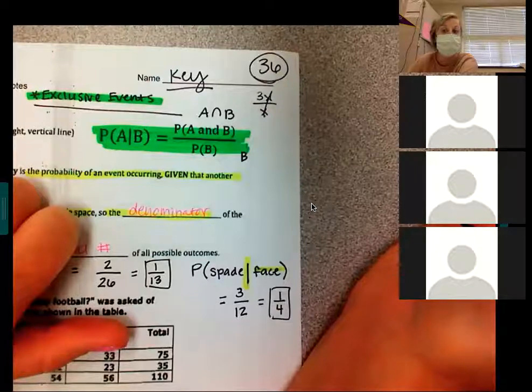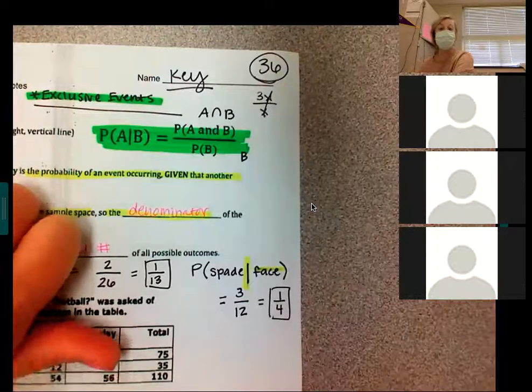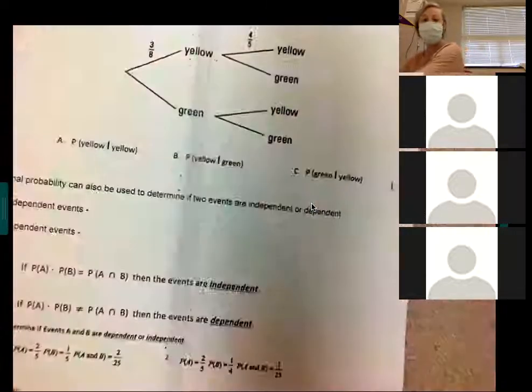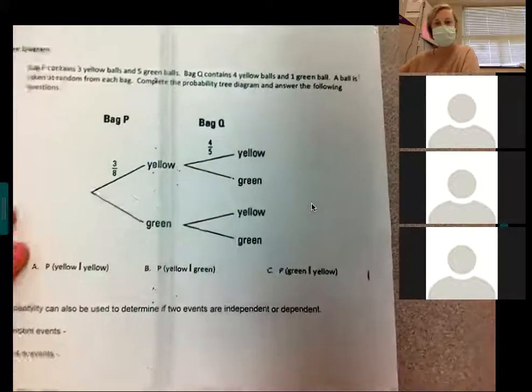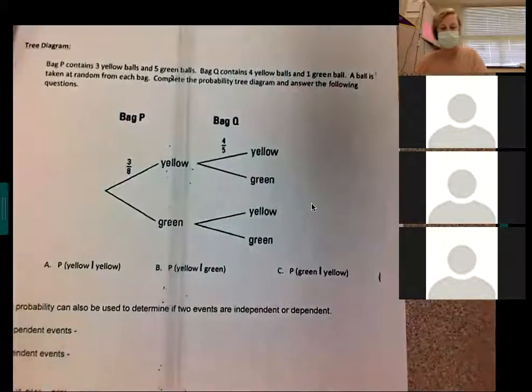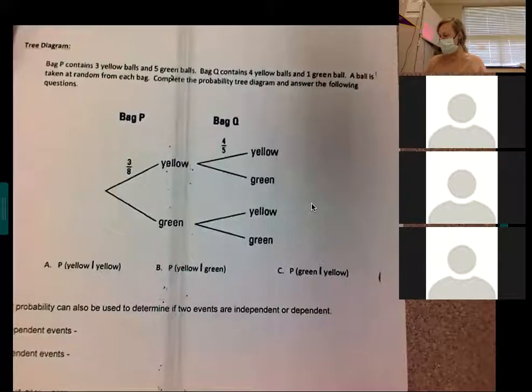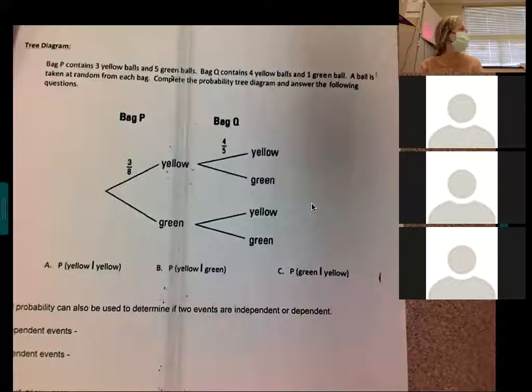Everybody's okay? All right, so let's flip to some exclusive examples. I've got them on the back for you. All right, this should look really familiar. What's it look like? Number 3 from yesterday's classwork. Good job, you 2 extra credit.